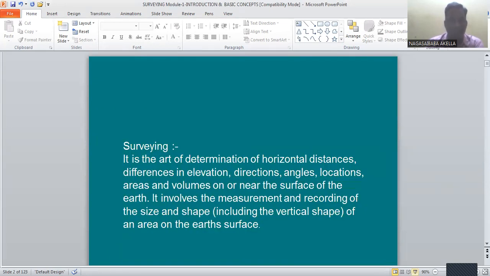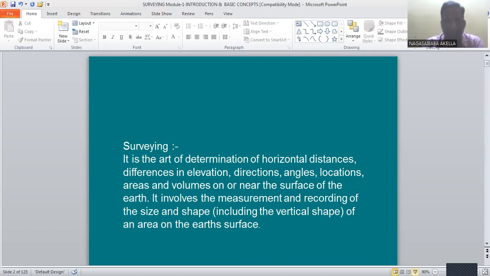Definition of surveying. It is the art and science which determines horizontal distances by means of tape and chain, determines elevation with the help of a dumpy level or auto level, determines direction with the help of a prismatic compass, surveyor compass, etc., determines angles with the help of a theodolite, and finds the location and calculates areas and volumes above or below the surface of the earth. This is the definition of surveying.